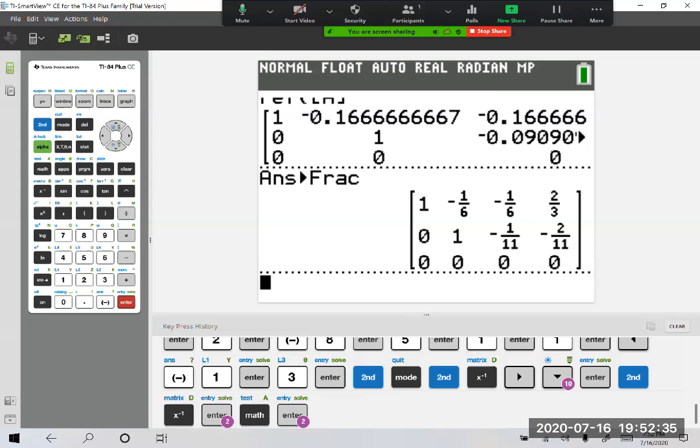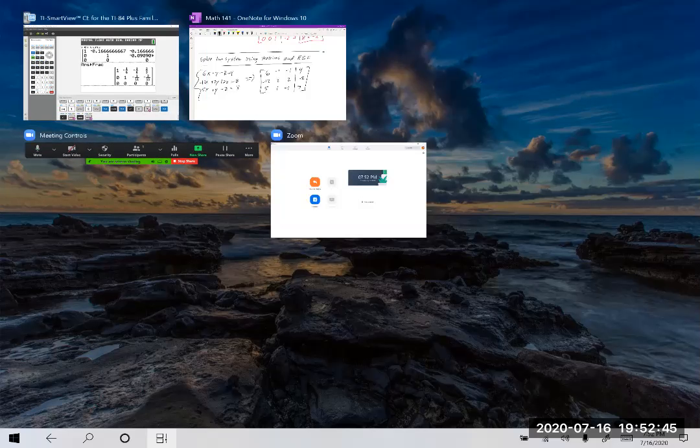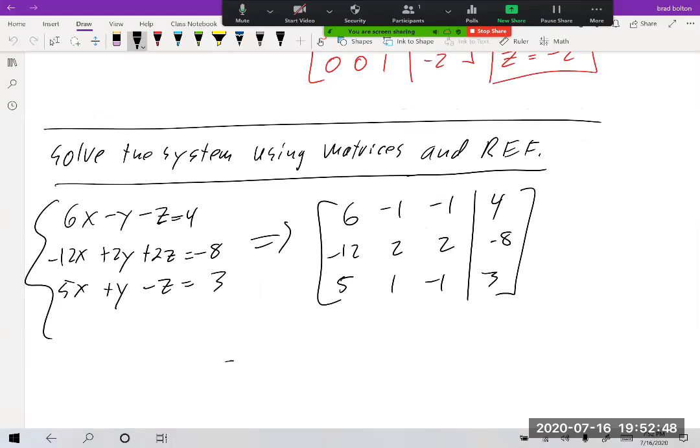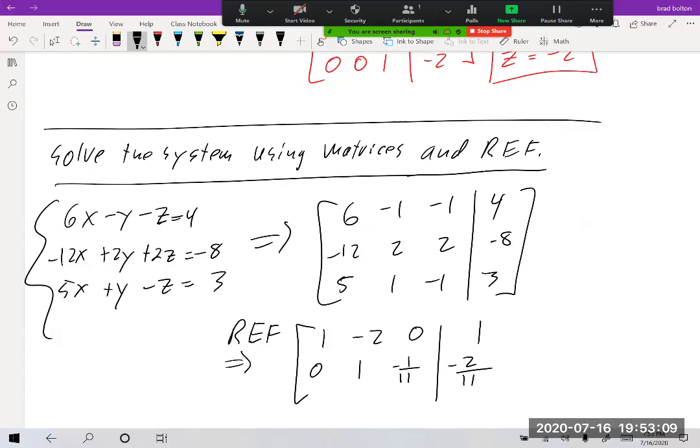So now if you notice on my screen, I have a bottom row of zeros. Remember, in row echelon form, if you have a row of zeros, you have to put it at the bottom. So they did their job. So let's go row echelon form. And again, you're just telling me what you did. So this would be 1, I believe it is negative 2, 0, 1, 0, 1, negative 1 over 11, negative 2 over 11, 0, 0, 0, 0.